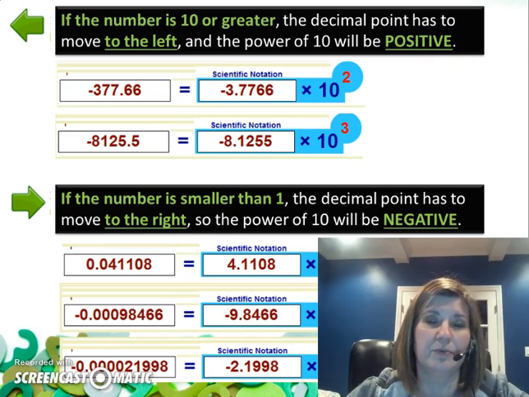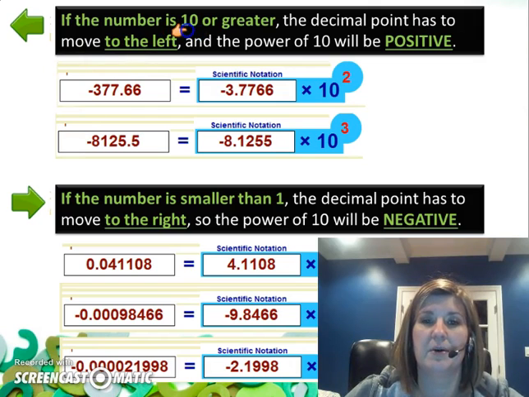So there are some general rules with scientific notation, the first of which is if the number that you're working with is 10 or greater. We're not necessarily talking about positive or negative here, but if you're talking about anything higher than 10, so 11 all the way up to 10,000, it doesn't really matter. If the number is greater than 10, the decimal point has to move to the left.